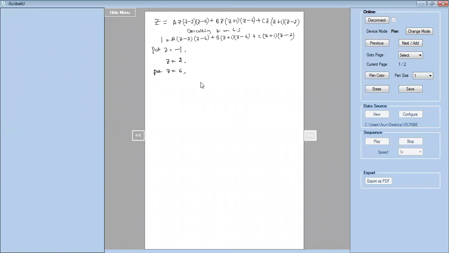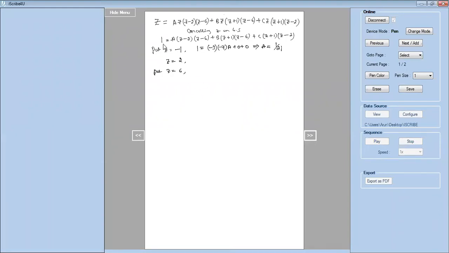See, first if I put minus 1, this expression becomes 1 is equal to the right hand side. Here minus 1 minus 2 is minus 3, and minus 1 minus 6 is minus 7, into A, whereas B and C become 0, since minus 1 plus 1 is 0. Simplifying this, we get the value of A. So A equals, minus into minus is plus, 7 into 3 is 21. So it is 1 by 21.